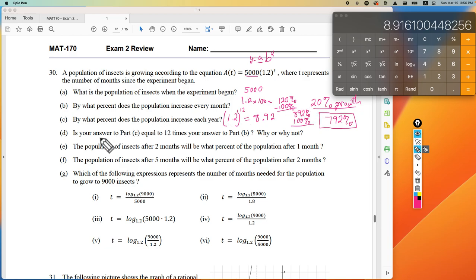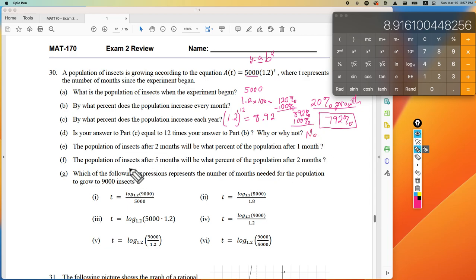Is your answer to part C equal to 12 times your answer to part B? Why or why not? Well, we just answered that. No, it's not. And the reason it's not is because it's exponential growth. It's not a linear growth rate. It's 20% each month, and so then the next month is 20% of that growth as well. So it's compounding it. I guess we could answer that way.